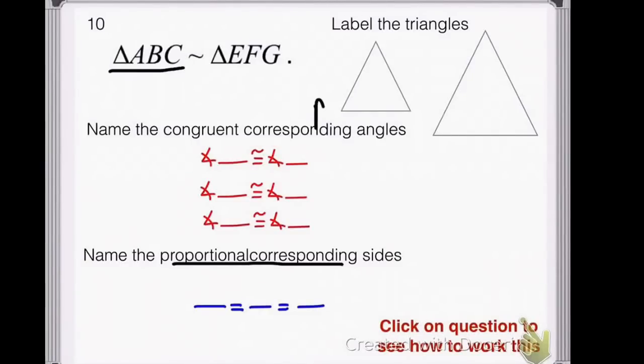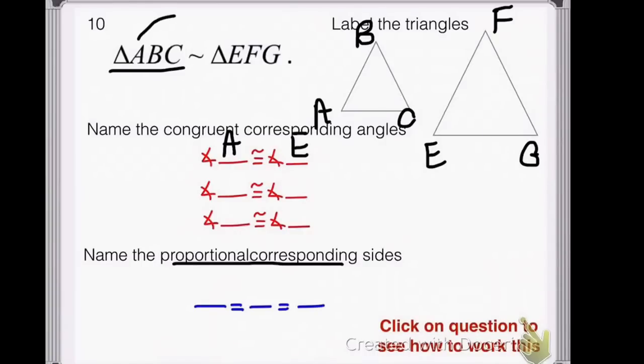Triangle ABC is similar to EFG. So if I want to name my angles that are congruent, I would say angle A is congruent to angle E. And I can see that in the picture. I also can see it in the statement. Angle B is congruent to angle F. Again, I see it in the picture and the statement. And angle C is congruent to angle G. I can see it in the picture.